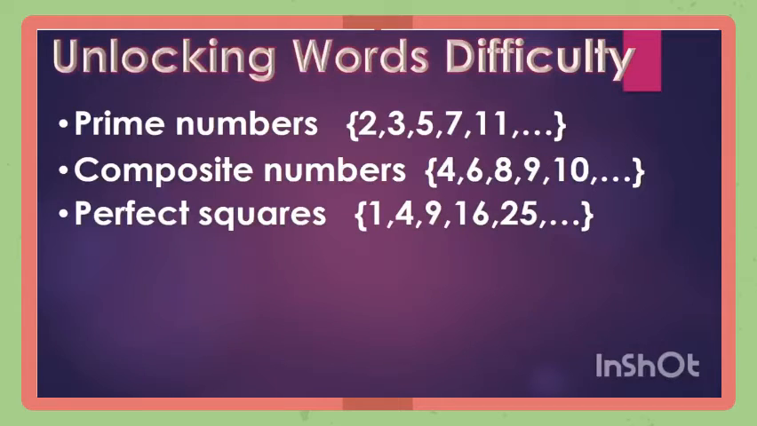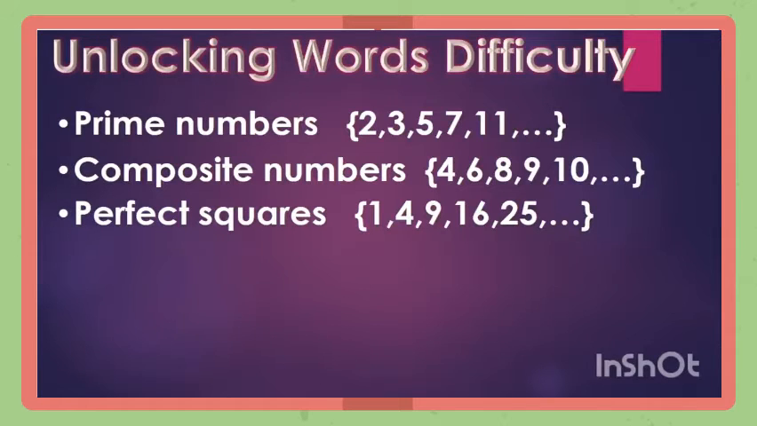Next, perfect squares. So, pag sinabi naman nating perfect squares, these are the products. Ito yung mga product ng mga number na minultiply natin by itself. Halimbawa, the number is 1. 1 times 1, the product is 1. Therefore, 1 is a perfect square. 2. 2 times 2, the product is 4. Therefore, 4 is a perfect square. So, when we are multiplying the number by itself, the product is called a perfect square.